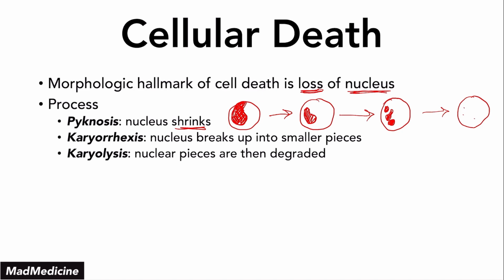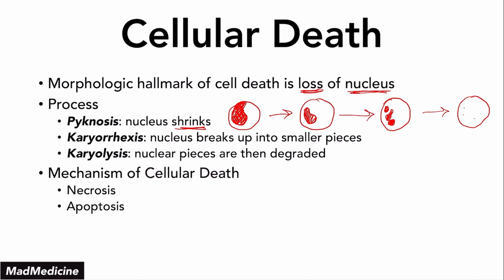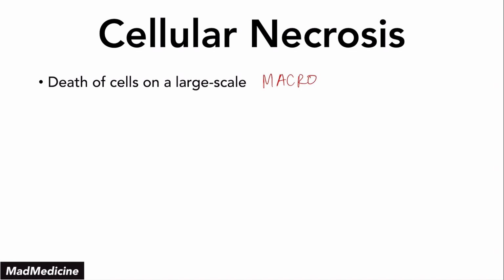Okay, so when it comes to the mechanism of cell death, you have two main mechanisms you should be aware of. The first is necrosis, and the second one is apoptosis, and we're going to discuss both of them right now. So cellular necrosis occurs when you have death of cells happening at a large scale. I mean, this is kind of a macroscopic or macro scale cell death. Okay, it's not happening at a one single cell level, it's happening overall.